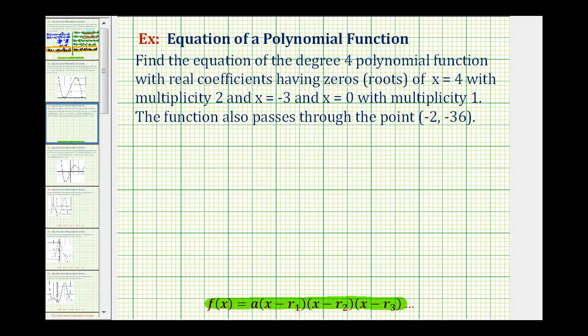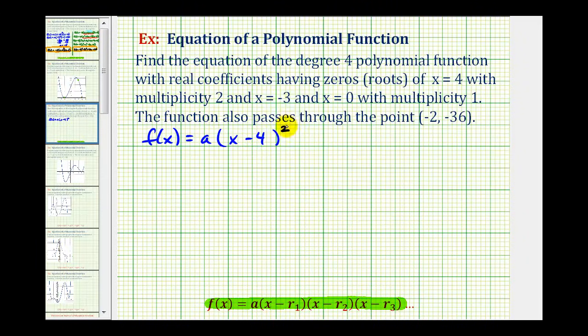So we'll start with f of x equals a times the factor of, well, the first 0 is positive 4, so our factor would have to be x minus 4. Notice this 0 has multiplicity 2, which means x equals 4 is a double 0, so we'll have two factors of x minus 4, or we can just say the quantity x minus 4 squared. Notice if we substitute 4 for x, this factor would be 0, making the function value equal to 0.